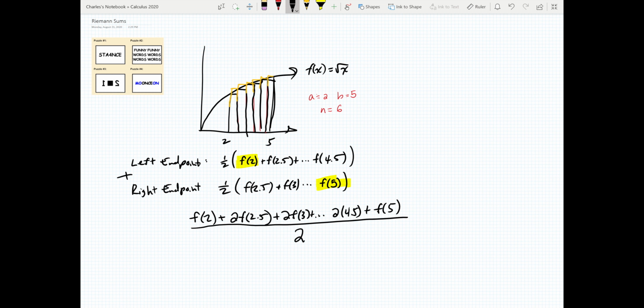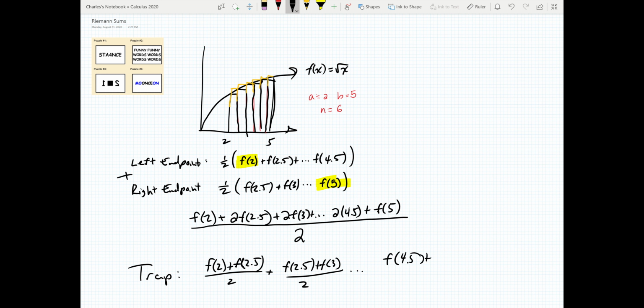The other way that we talked about in the last section for estimating these is the trapezoid estimate. And if you think, what's the trapezoid estimate going to be? Well, it's going to be f of 2 plus f of 2.5 divided by 2, plus f of 2.5 plus f of 3 divided by 2, dot, dot, dot. And the last one's going to be f of 4.5 plus f of 5 divided by 2.